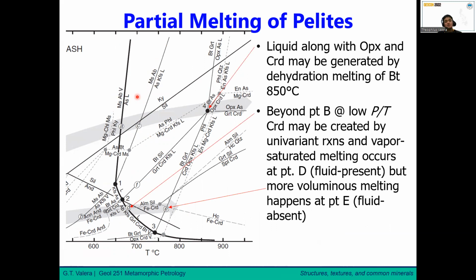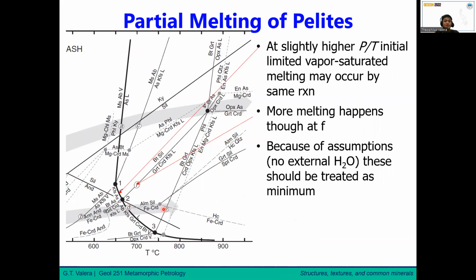Okay? Liquid along with orthopyroxene and cordierite may be generated by dehydration melting of biotite at 850 degrees Celsius and beyond point B. At low PT, cordierite may be created by univariant reactions and vapor saturated melting occurs at point D, fluid present, but more voluminous melting again still happens later on dun sa fluid absent na curve na to. Okay? At slightly higher PT, initial limited vapor saturated melting may occur by the same reaction, and more melting happens through F, however.